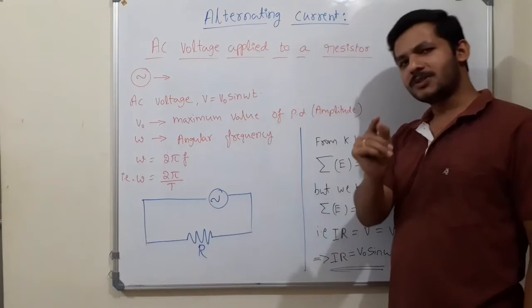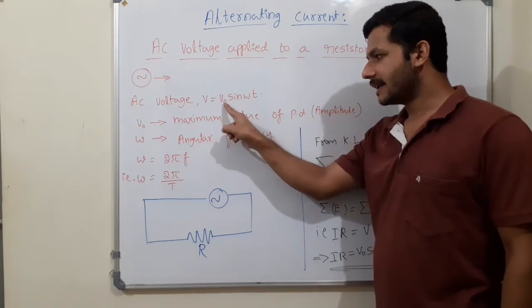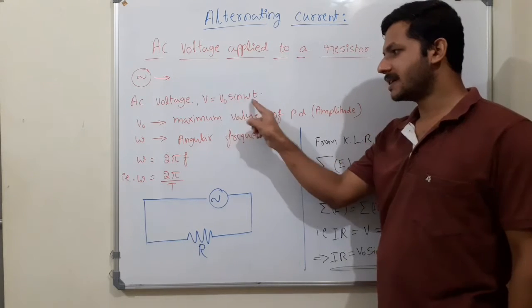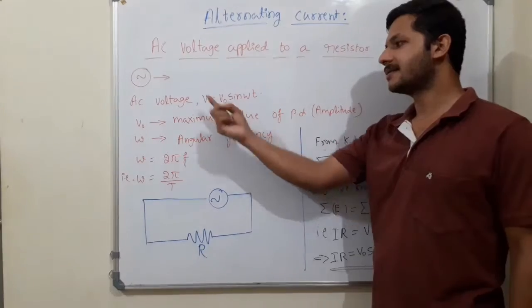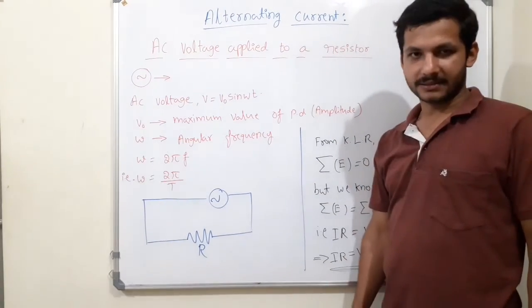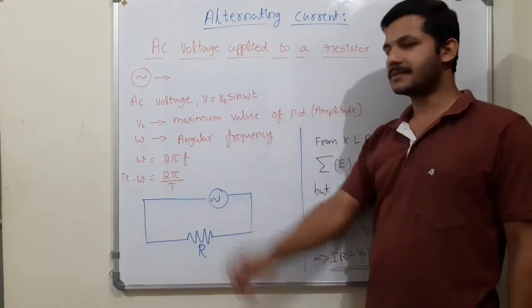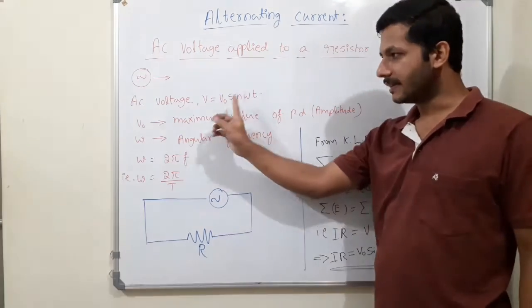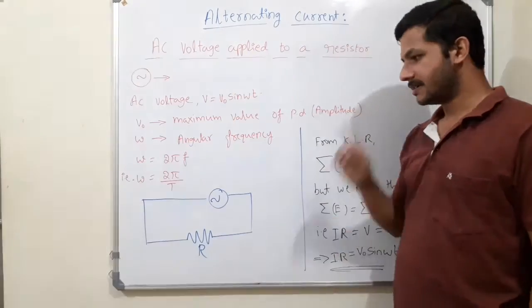One more small thing I would like to tell here. Whenever you get an equation like this, V is equal to V naught sine omega t, this indicates that it is alternating current. In case of direct current, you don't get any functions like this. In case of alternating current, you will get this equation. Just keep it in mind.